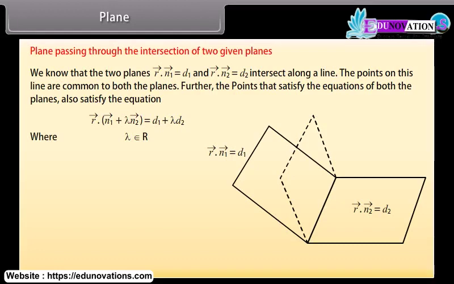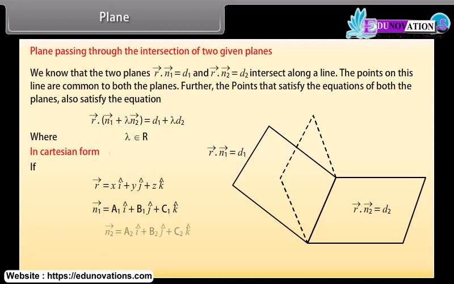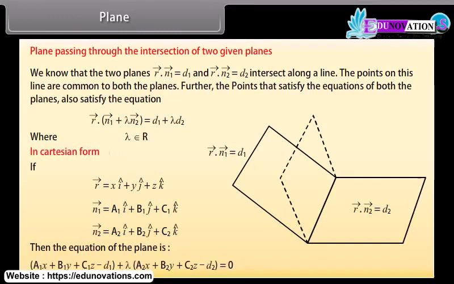In Cartesian form, if vector r equals x cap i plus y cap j plus z cap k, vector n1 equals a1 cap i plus b1 cap j plus c1 cap k, vector n2 equals a2 cap i plus b2 cap j plus c2 cap k, then the equation of the plane is a1x plus b1y plus c1z minus d1 plus lambda into a2x plus b2y plus c2z minus d2 equals 0.